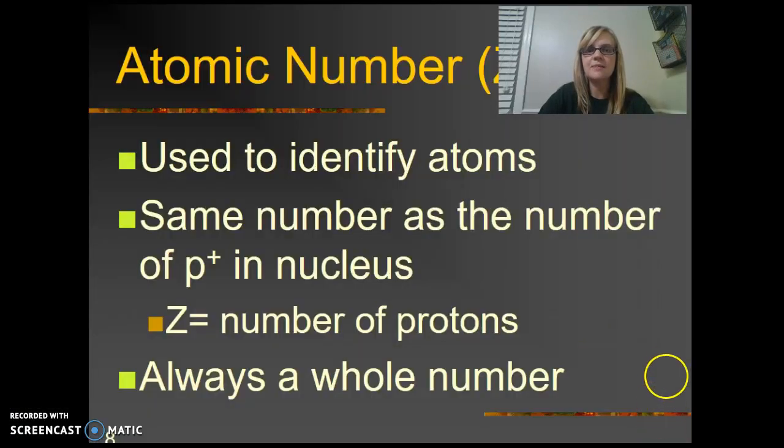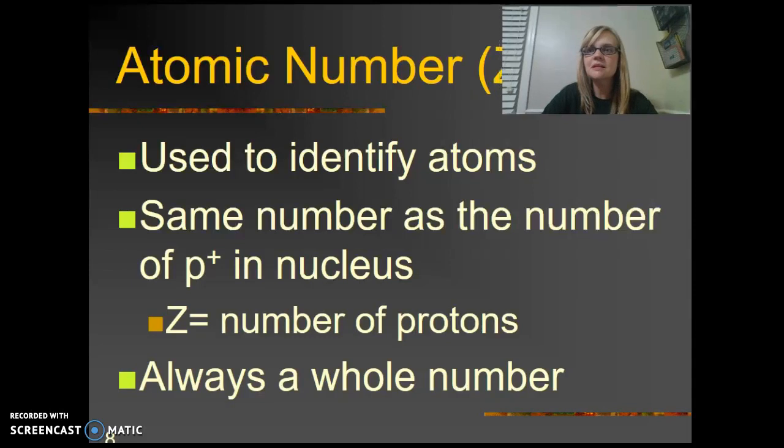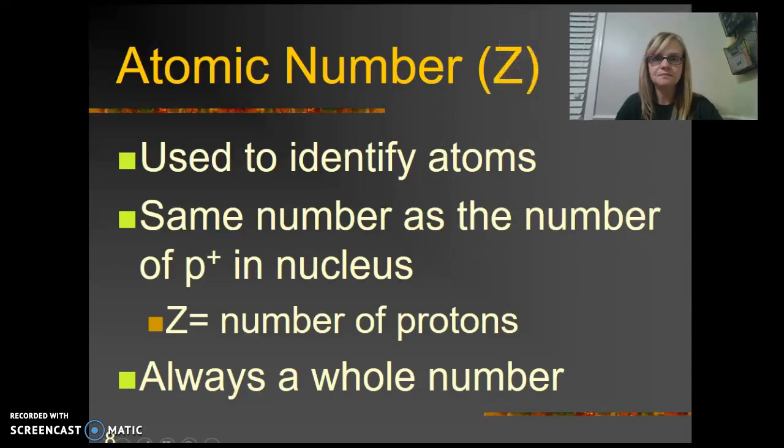All right, so what does that mean? Well, your atomic number, or your Z number, is the same as the number of protons in the nucleus. When you look at the periodic table, you will find that no element will have the same atomic number as another one. That's because all elements are defined by the number of protons. You change the number of protons, you completely change the element. It is always a whole number because you can never have half of a proton.